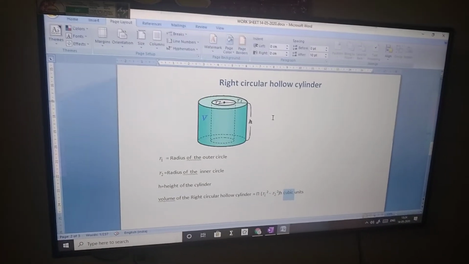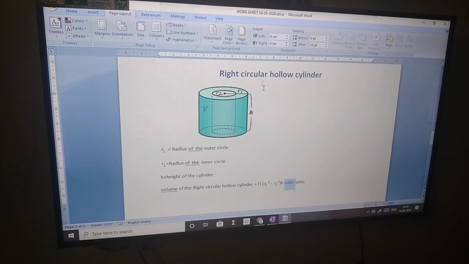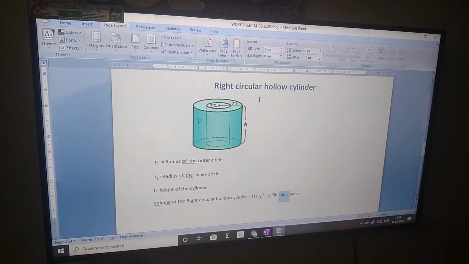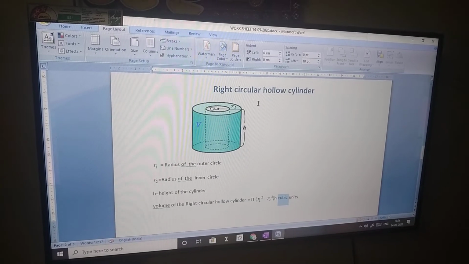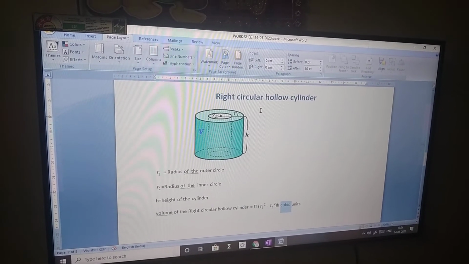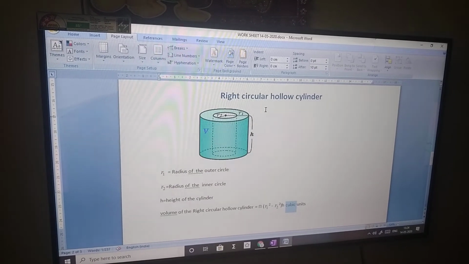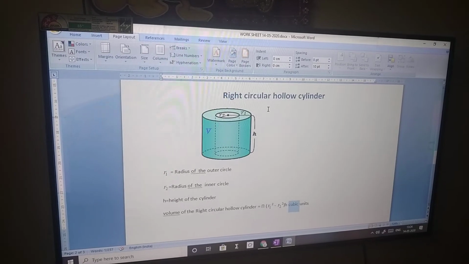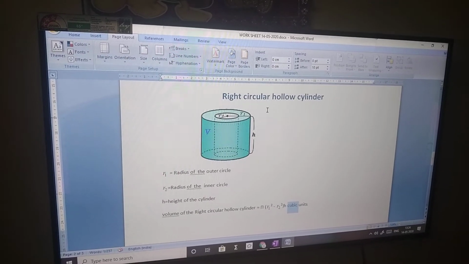Good morning, students. Today we are going to learn about one 3D shape, that is a right circular hollow cylinder. Hollow means empty. So here right circular hollow cylinder means two cylinders connected to each other. One cylinder, inside the cylinder is empty place.